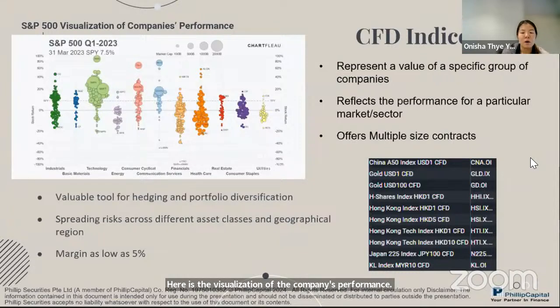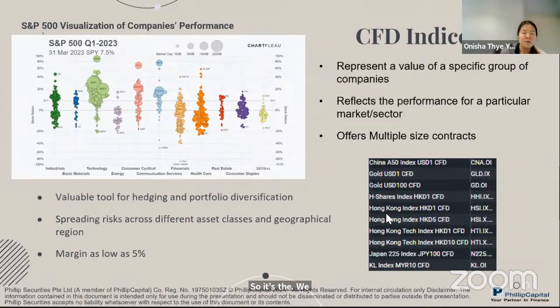We also offer multiple contract sizes depending on what you want. Especially for Hong Kong, we have the Hong Kong Index HKD1 and the Hong Kong Index HKD5. So it's the mini and the standard lot.